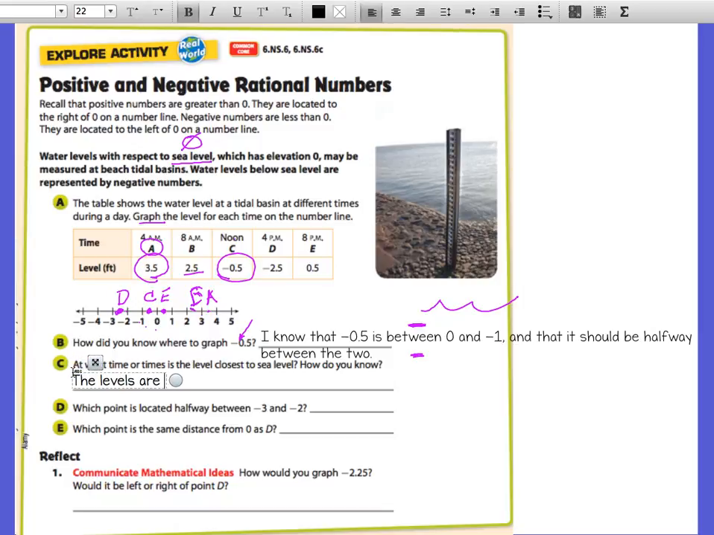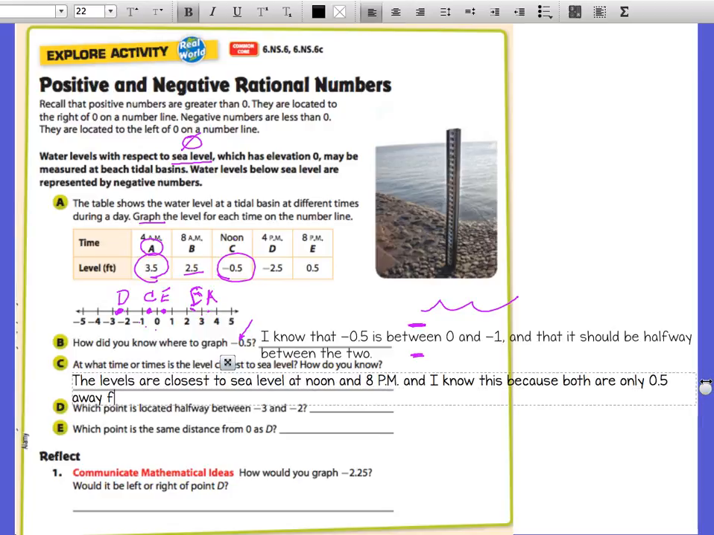The levels are closest to sea level at noon and 8 p.m. And I know this because both are only half away from 0, which represents sea level. Okay, so again, it doesn't matter that one's negative and one's positive. It's kind of like thinking like half a step. They're still both half a step away, regardless of which direction it is.